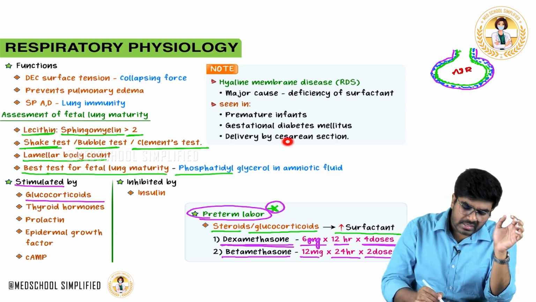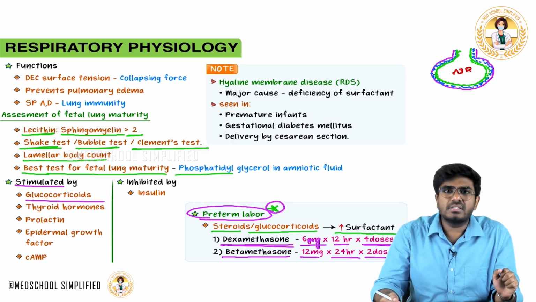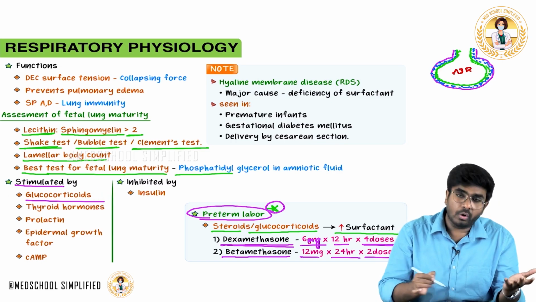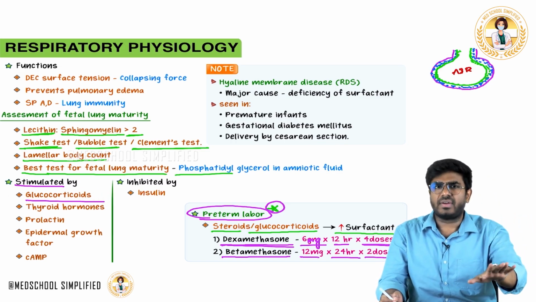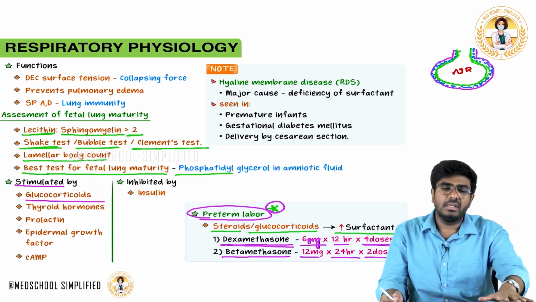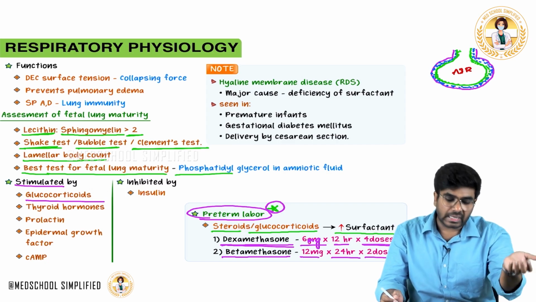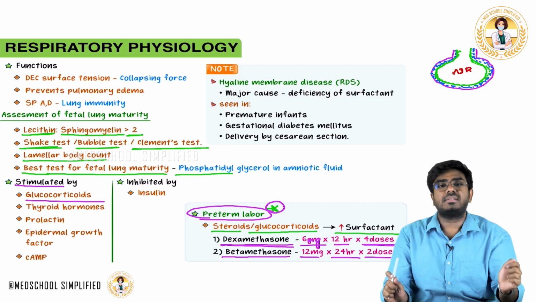But if a baby is delivered via C-section, the baby is not under any stress. There is no stress hormone. If there is no stress hormone or no glucocorticoids, the surfactant concentration, of course there is surfactant, but the concentration can sometimes go too low. So that can cause respiratory distress syndrome or hyaline membrane disease.